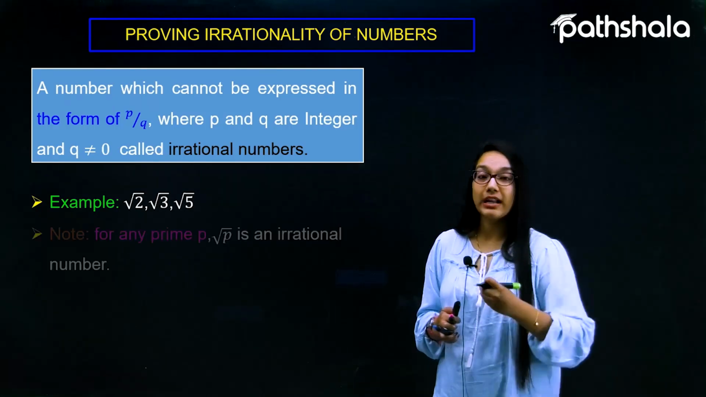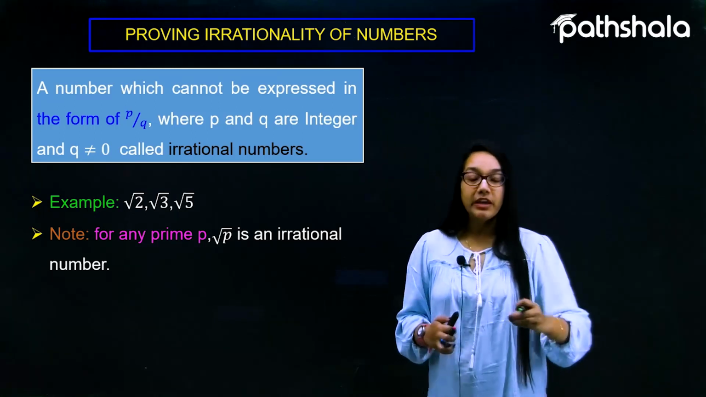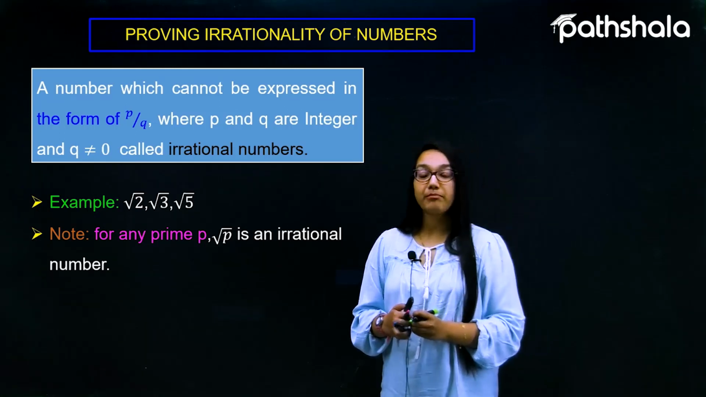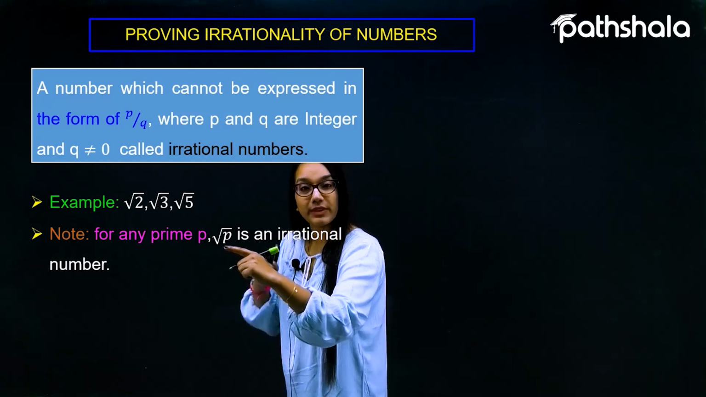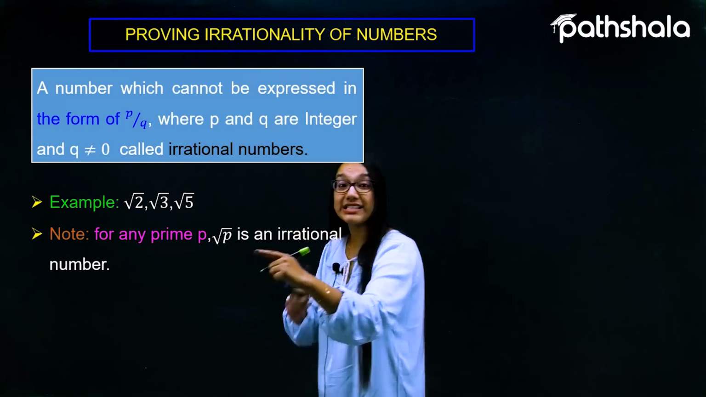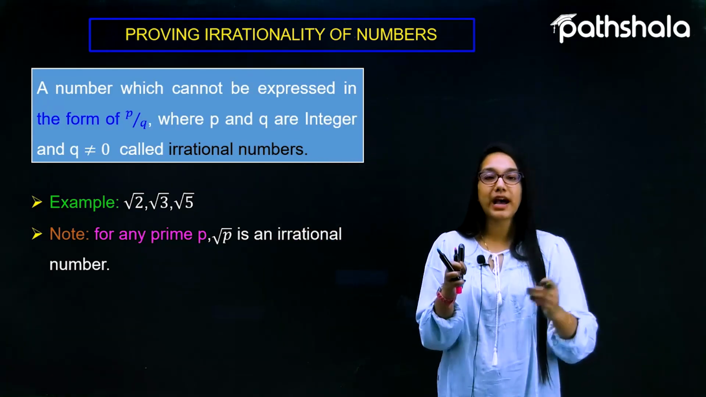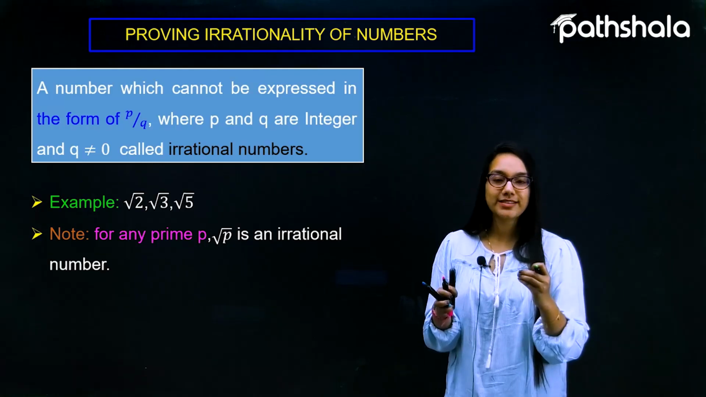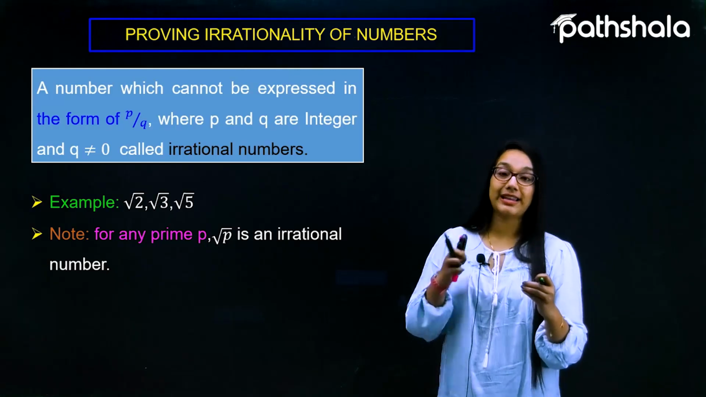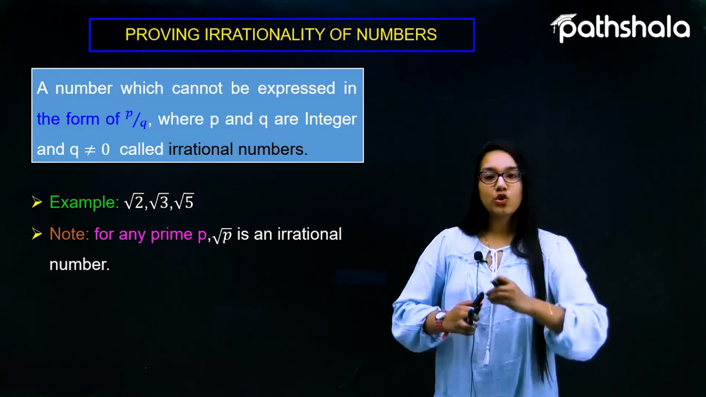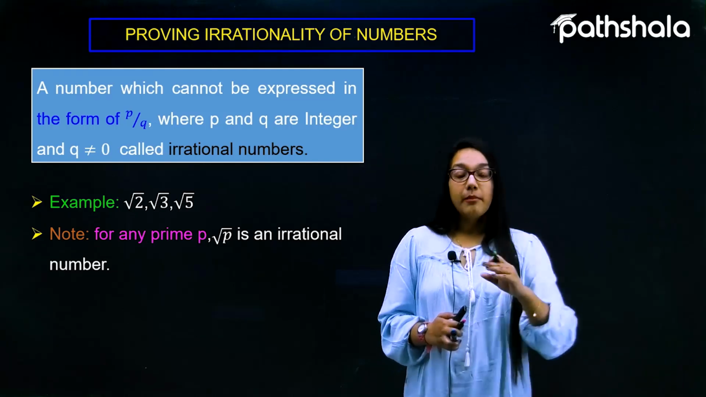Moreover, there is a special note: for any prime p, the square root of that particular prime is always an irrational number. So always remember that for any prime p, the square root of p is an irrational number. The definition of an irrational number is now clear to us.